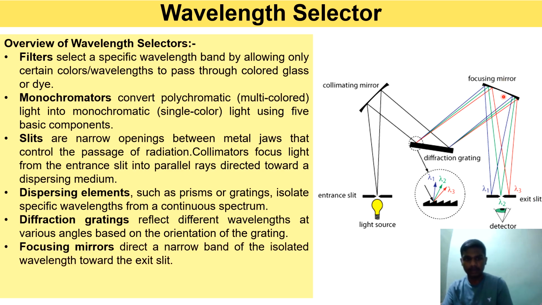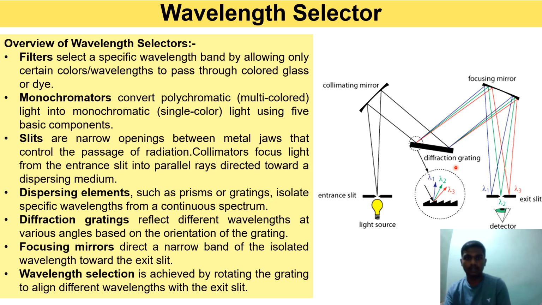Further, the focusing mirror directs a narrow band of isolated wavelength toward the exit. Basically, whatever light is diffracted from the diffraction grating is focused with the help of the focusing mirror and directed towards the exit slit. By this, the wavelength selection is achieved, just by the alignment of the diffraction grating.